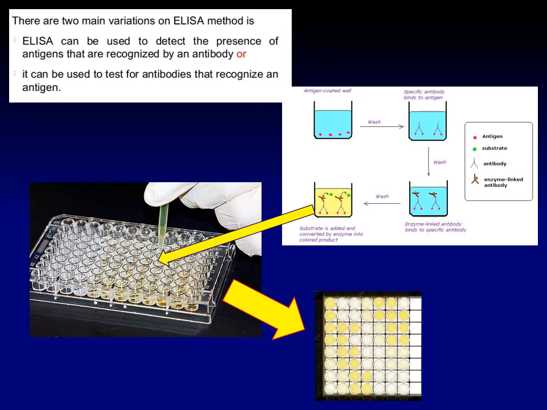And after washing and adding a substrate, this substrate that is added will be converted by the enzyme into a colored product. And as you can see here, the colored product is yellowish, and there are different shades of yellow, which can sometimes help in quantifying the amount of antibody that is present in a serum sample.